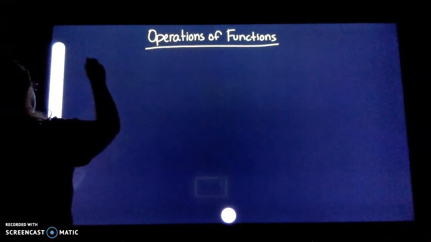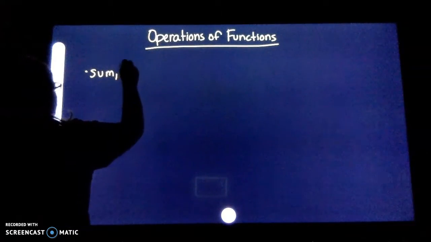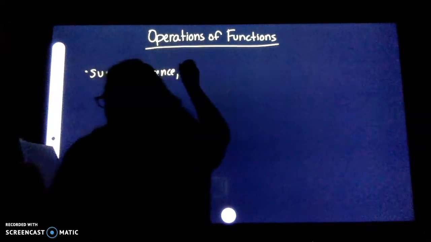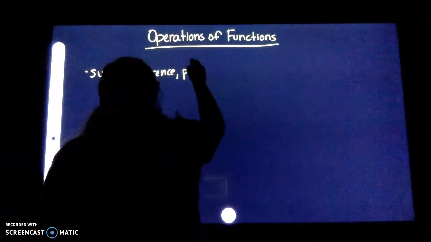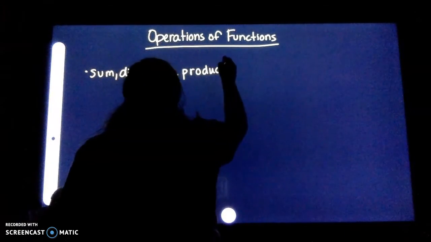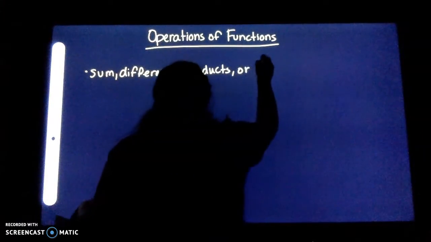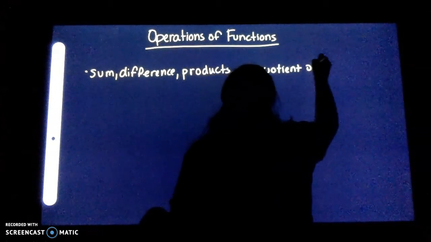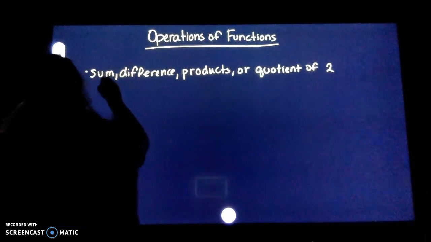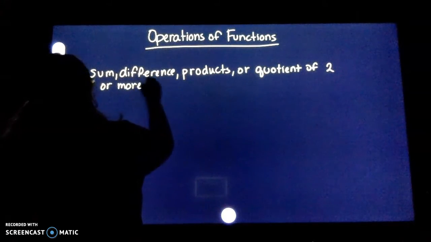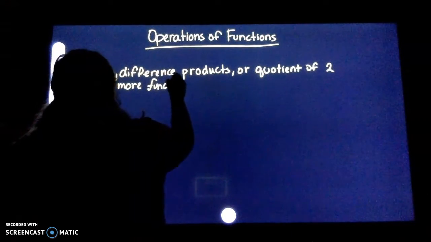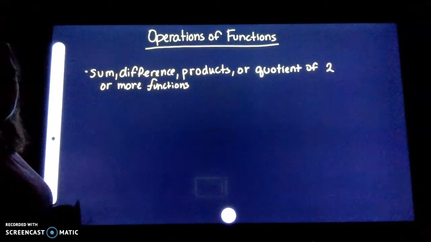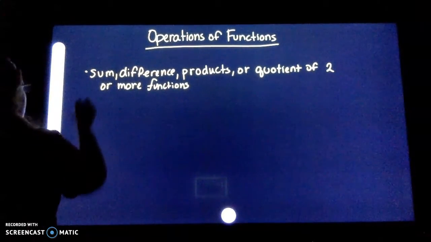Today we're going to be covering operations of functions. This is simply the sum, difference, product, and quotient of two or more functions put together. So we have a couple rules that dictate how this works for each of these different operations.